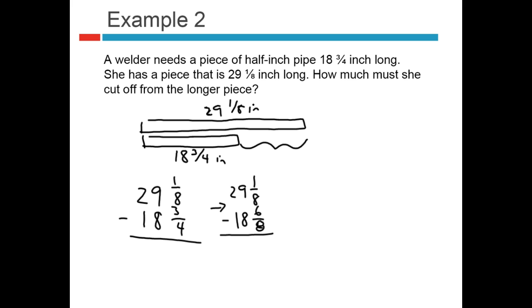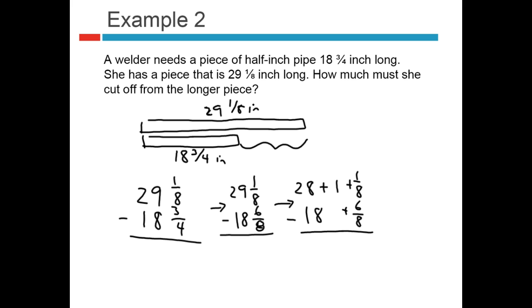Now, in order to do this subtraction, we run into a problem when we're looking at the fractions themselves. We're trying to subtract 6 from 1, which cannot be done unless we regroup and borrow from the 29. We know that 29 is equivalent to 28 plus 1. And we also have 1/8. We also have 18 6/8.